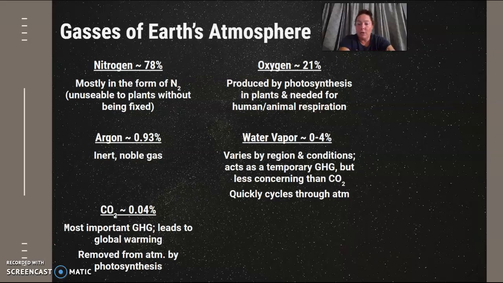CO2 is 0.04%, which sounds very small, but it's the most important greenhouse gas that leads to global warming. It is removed from the atmosphere through photosynthesis. The other greenhouse gases we'll talk a little bit more about later, but these are all the naturally occurring greenhouse gases that we see on Earth.